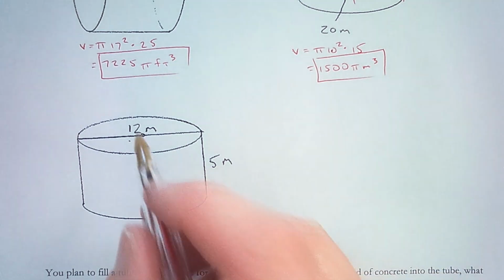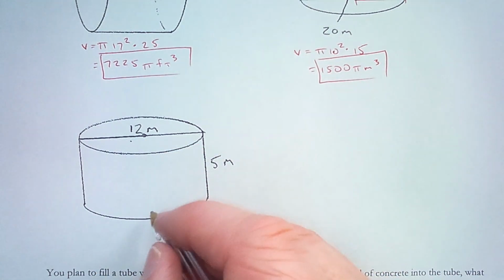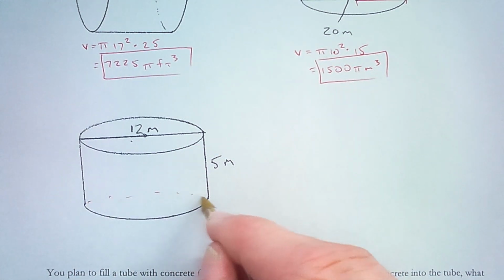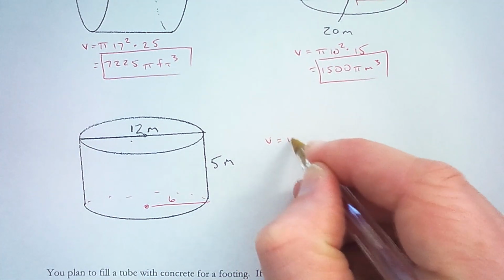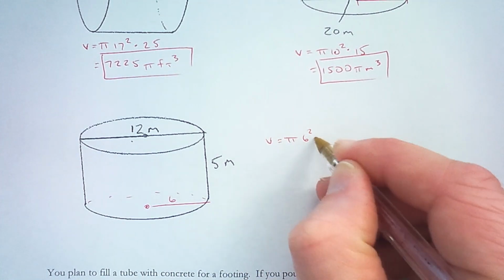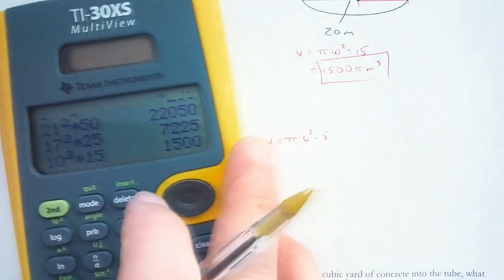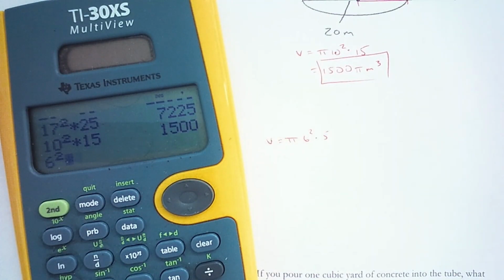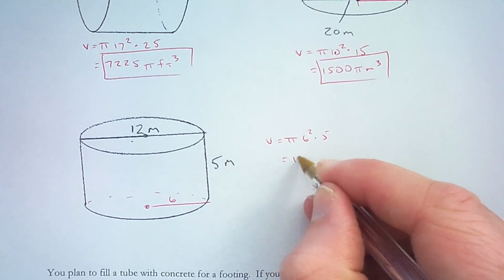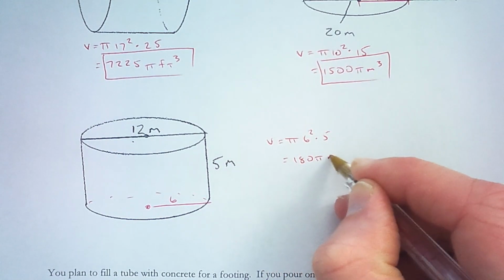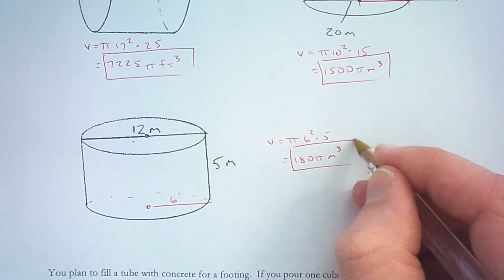Next we have one with a diameter of 12, which means we have a radius of 6. So the volume is pi 6 squared times 5. 6 squared times 5 is 180. So the volume is 180 pi meters cubed.